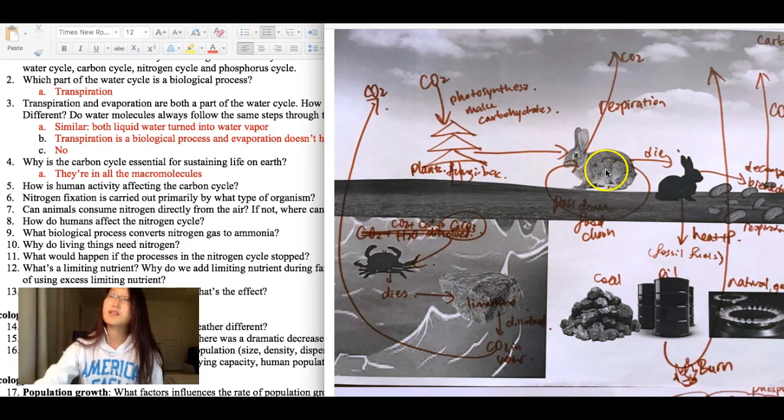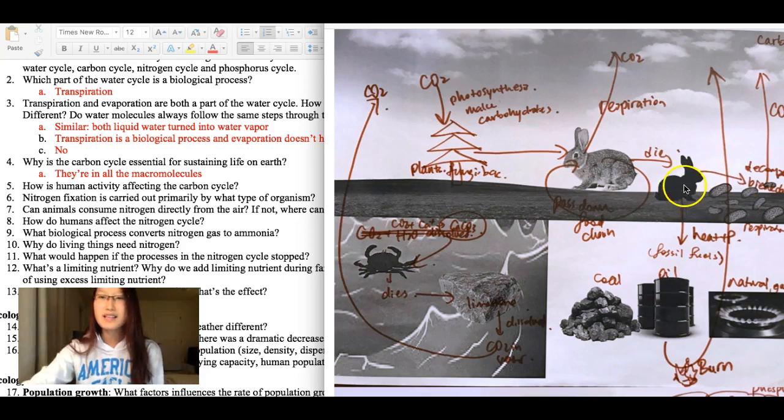Then the next step is eventually the bunny is going to die. And then here's our dead bunny. This bunny will be decomposed by the decomposer. So again, we have the bunny, and then decomposers will decompose the bunny, right? So the bunny is kind of a food source for the decomposers, right?